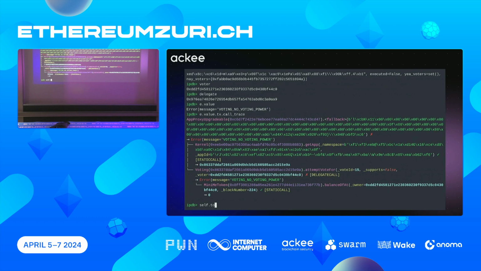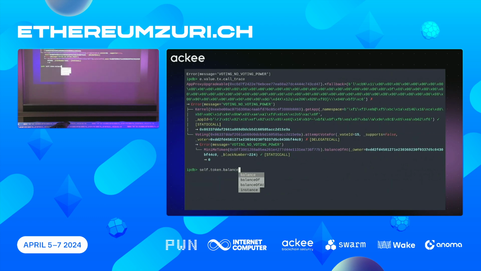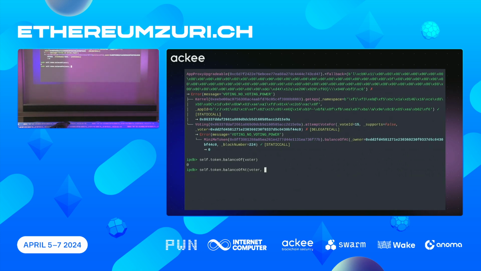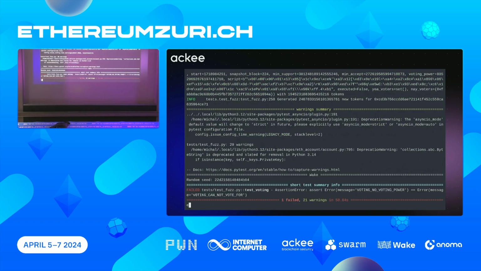And I think this is really useful when you don't know why your test failed. So yeah, there's the call trace, and then we can just check that the balance of a voter was 0, and this is the reason why the transaction failed. So yeah, I think this is a very nice example of an interactive debugger, which is built into Wake.